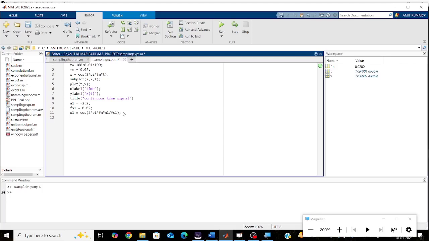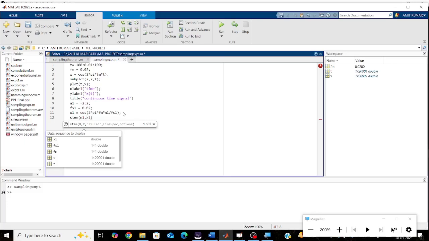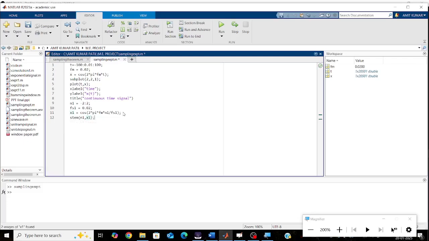What is the command to plot the discrete time signal? Stem. Plot we use for continuous time; for discrete time we use stem. Stem horizontal axis versus vertical axis. The horizontal axis will be n1, the number of samples, that we have taken. The vertical axis will be amplitude, which is calculated by x1. This will be the stem.